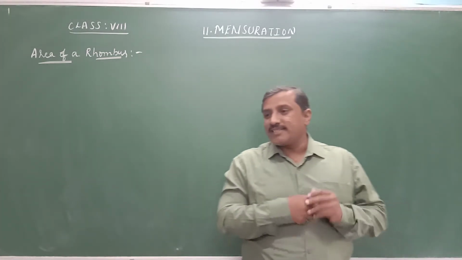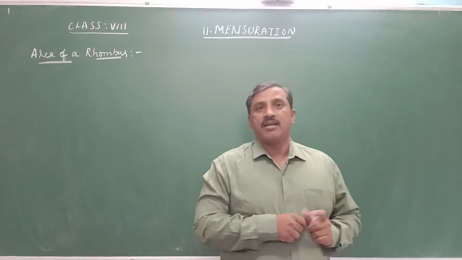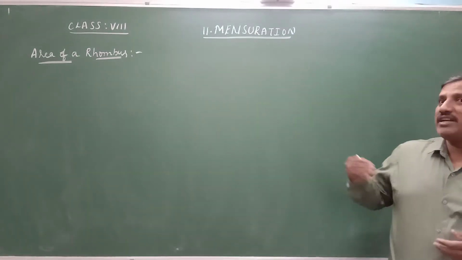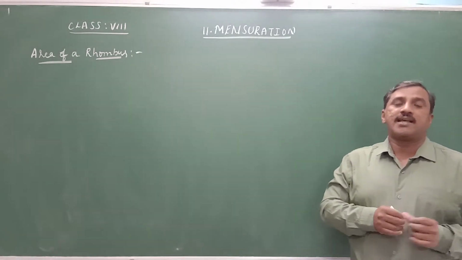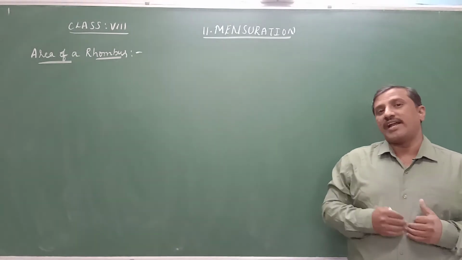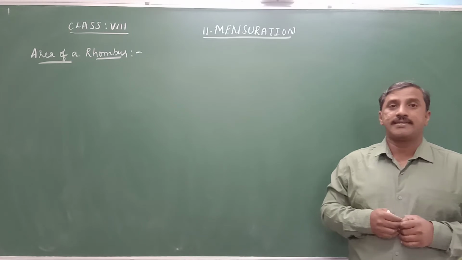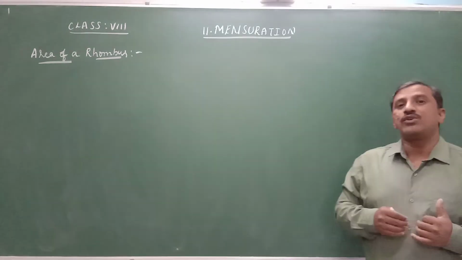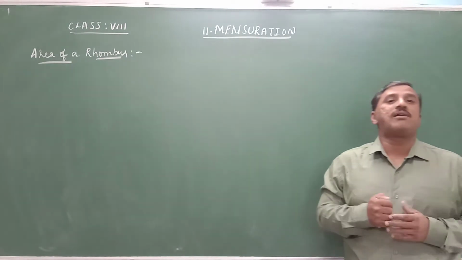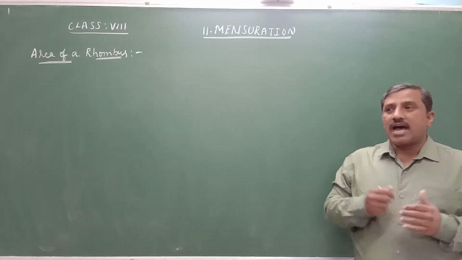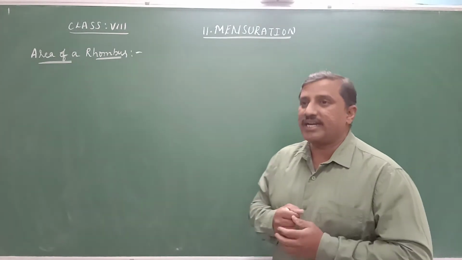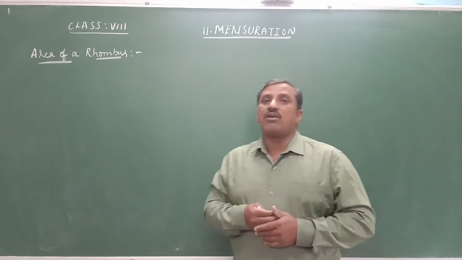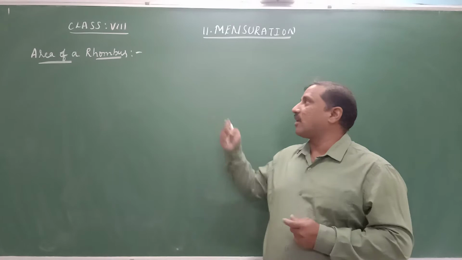So what we discussed in the last class, chapter number 11, mensuration. In that we discussed a derivation to find the area of a trapezium, and a derivation to find the area of a general form of a quadrilateral, and two examples we have studied. And today we are going to discuss one more quadrilateral named rhombus.